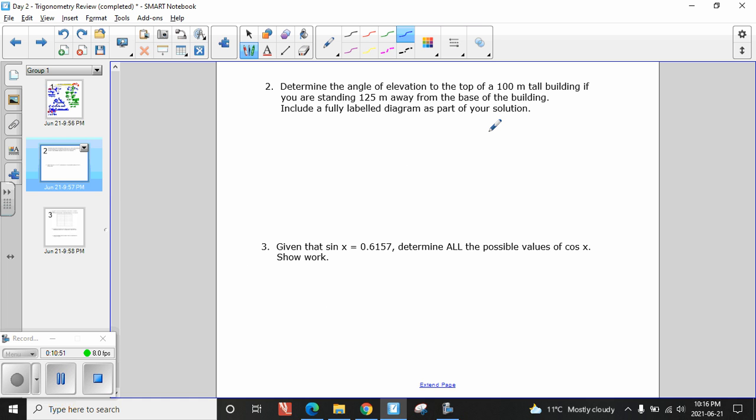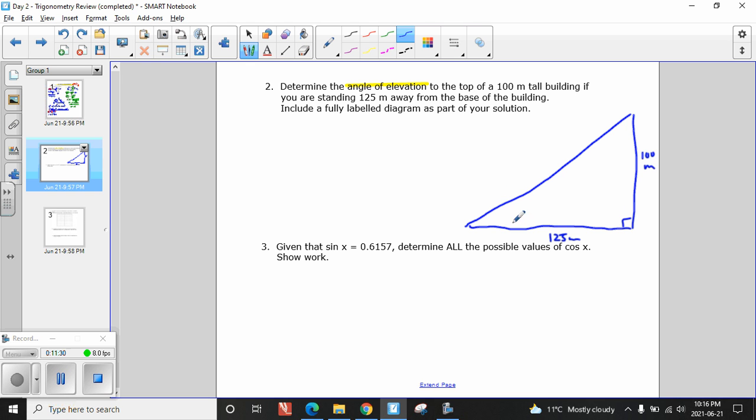All right, number 2, determine the angle of elevation to the top of a 100-meter tall building if you're standing 125 meters away from the base. Include a labeled diagram as part of your solution. Okay, so I have a tall building. I'm going to put it over on the right side of my page this time. It says I'm standing 125 meters away. So this is 100 meters. This is 125 meters. My diagram is huge for some reason. You don't need to make your triangle as large as this.